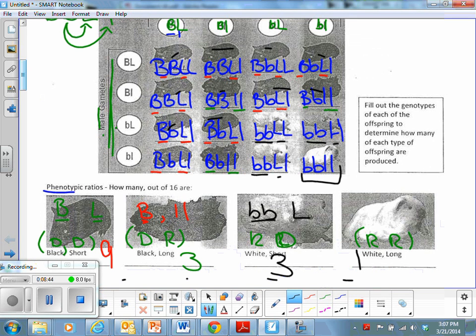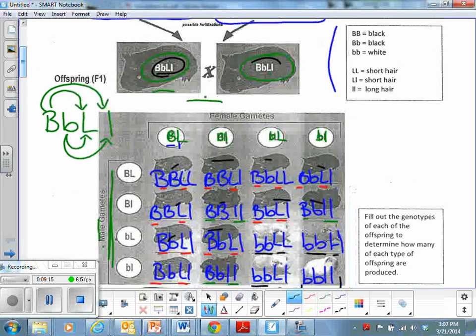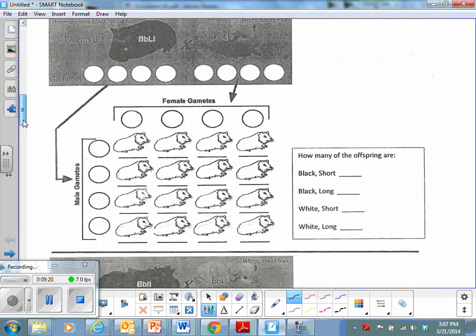And I'll tell you a shortcut that will make your life so much easier. Whenever you cross 2 heterozygous organisms in a dihybrid cross, you're always going to get a 9, 3, 3, 1 ratio. So you'll probably see that on the EOCT. Just keep that in the back of your mind, and it'll make things a lot easier for you, rather than having to work out this whole big old Punnett square and try to do the ratio. Whenever you see a cross of 2 heterozygous organisms, it's going to make that 9, 3, 3, 1 ratio. All right, let's keep moving on.